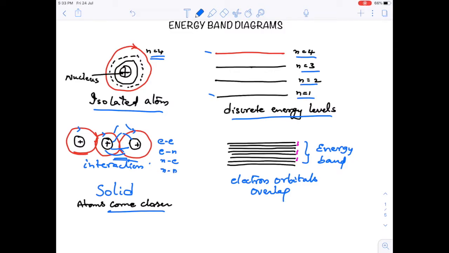So usually these two electron orbitals will overlap, and because of the overlapping this difference will become very negligible, and it almost becomes a continuous energy variation. Therefore the electron orbitals will overlap and form a band, an energy band. So that is what an energy band is.